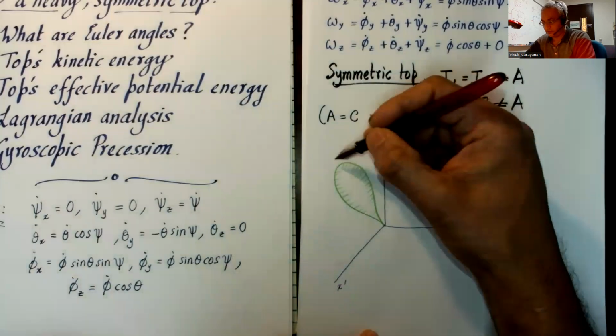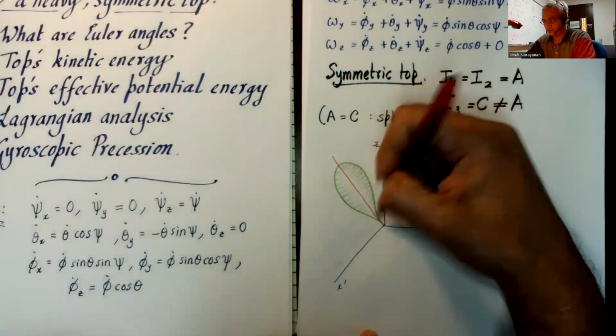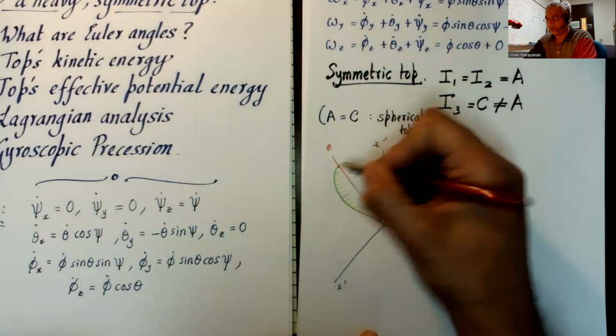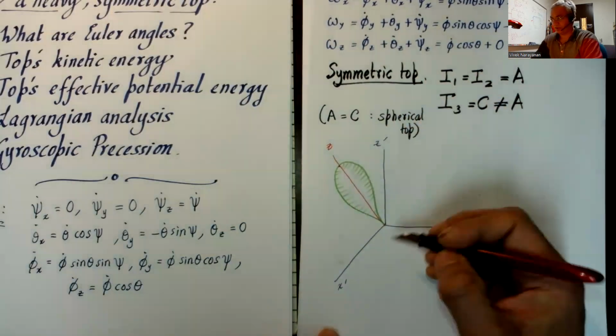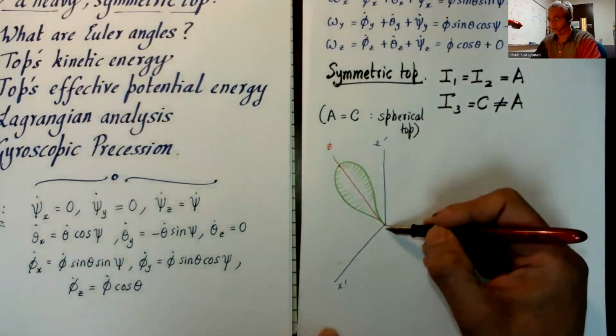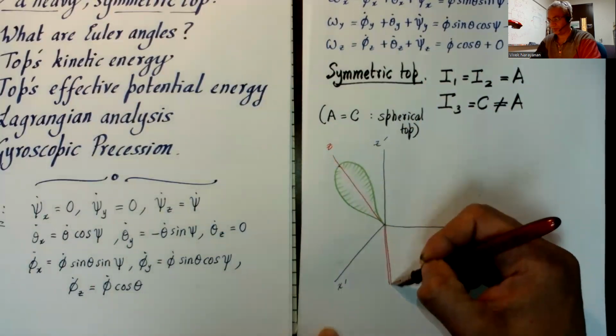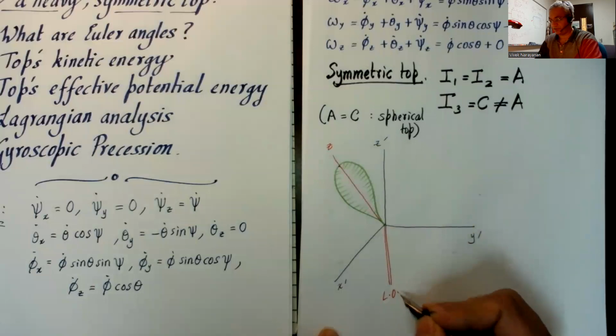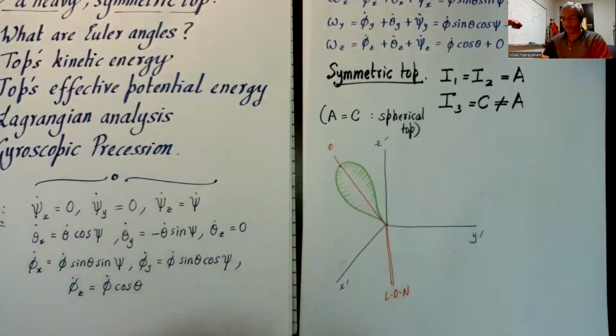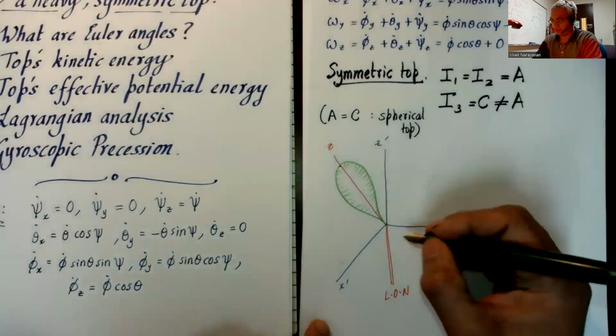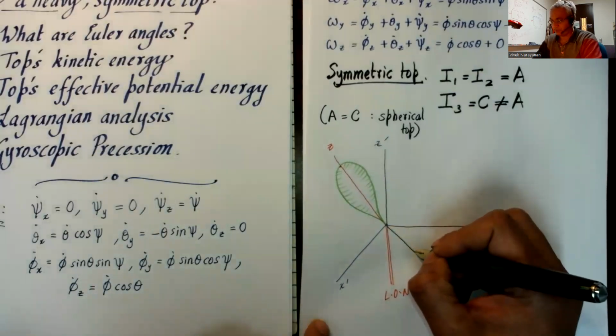we have our z-axis, which is the axis of symmetry of this top. The so-called line of nodes will be here. Remember, I used a double shafted line for that. And then the true x-axis, we shifted from the line of nodes.